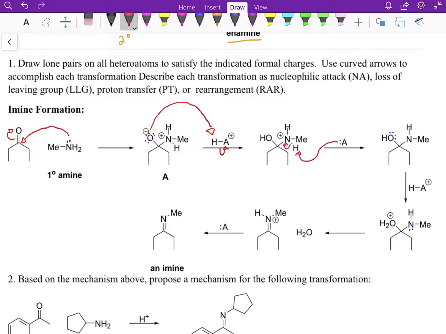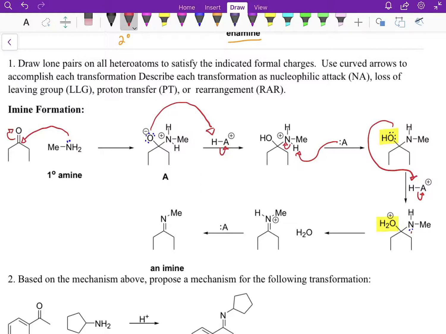And pushes those up. So now you have everything neutral, but it's still acidic, so this is still going to protonate. So it's going to go to this acid, and there we go. So now you have a positively charged water right here. It's now a good leaving group.